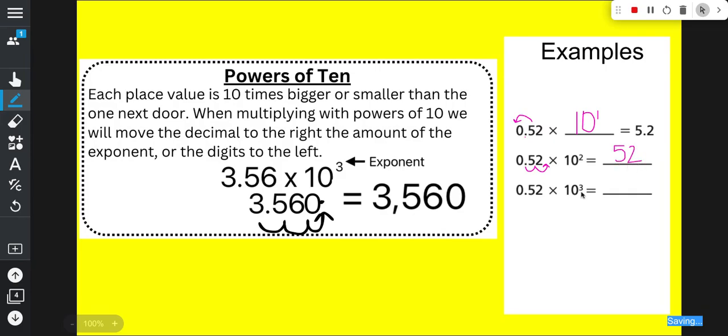The next one has an exponent of 3, so I'm going to move my decimal 3 spots to the right, which means I moved my digits 3 spots to the left. So I get an answer of 520. Anytime I end up with that open loop, then I put a 0 in.